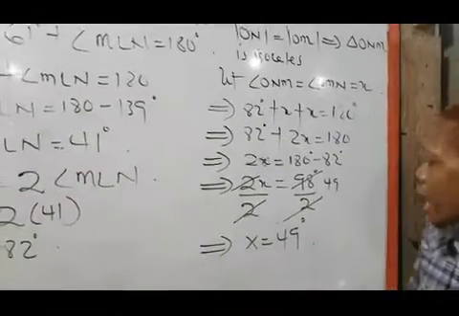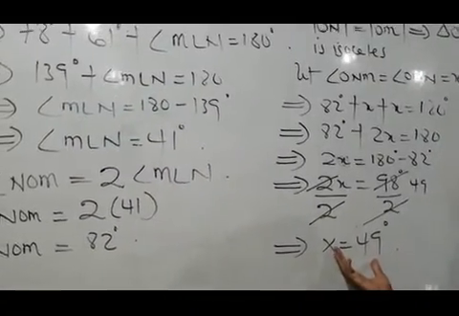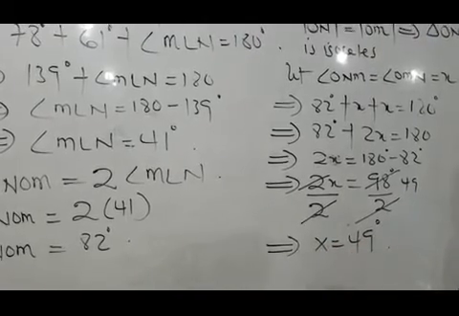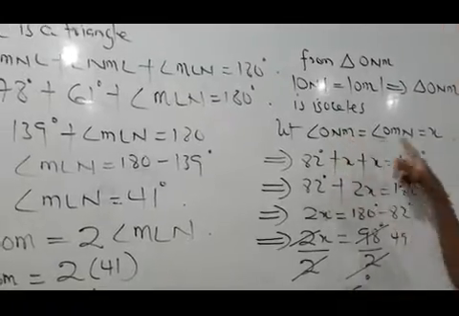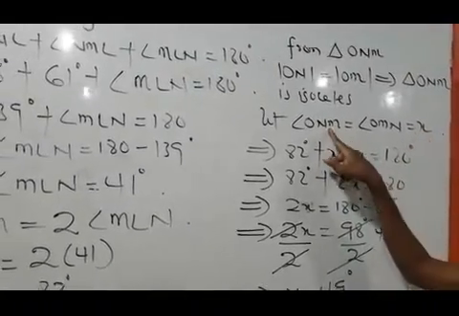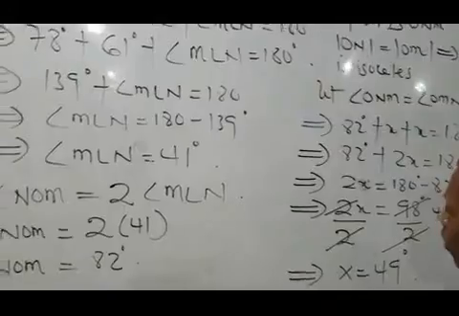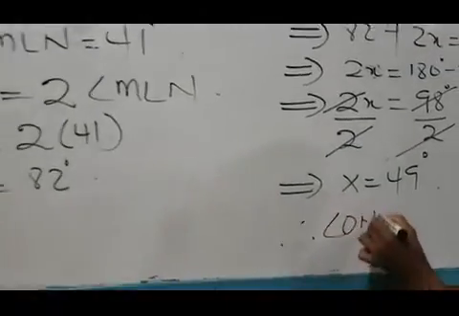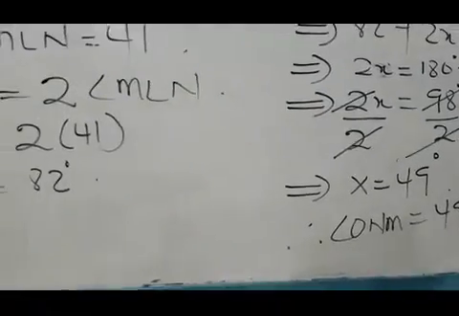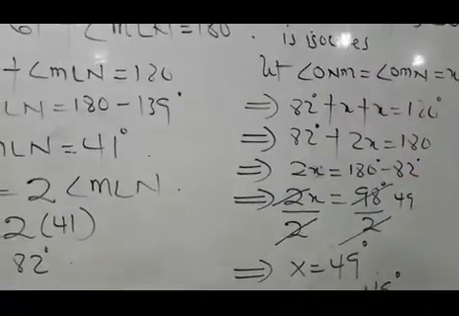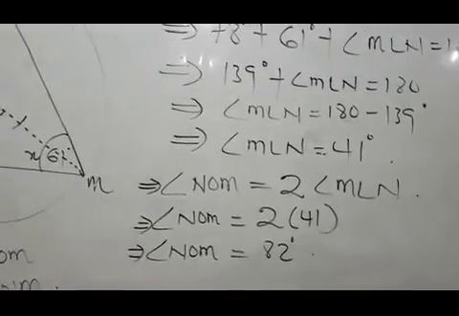Now for this, if we end on the x, we are not done, because the question did not ask you to find x. It says find angle ONM. But we said ONM is equal to x. So if you know x, then you know ONM. So I'll say therefore angle ONM is equal to 49 degrees. So if you find x, you find your ONM. So that was the solution to the assignment I gave to you.